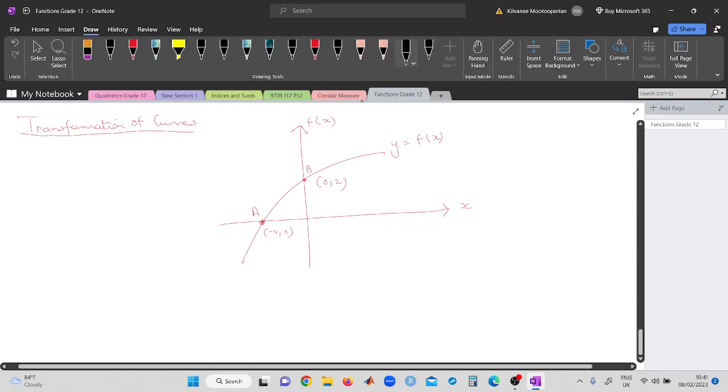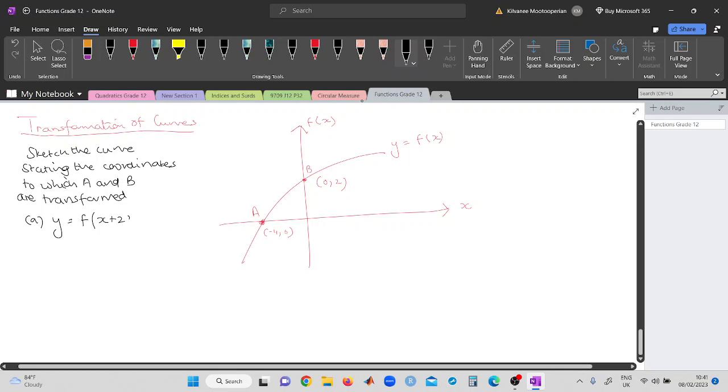Then afterwards, on the same graph here, sketch the curve, stating the coordinates to which A and B are being transformed. So sketch that curve. When I have my sketch, definitely y equals f of x, and I have my sketch, for instance, y equals f of x plus 2.